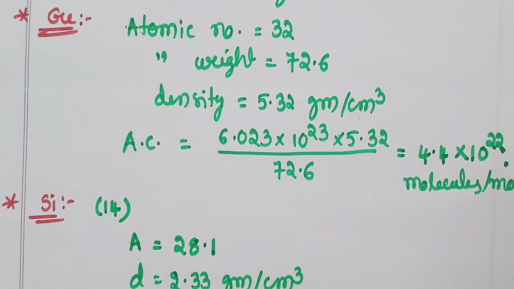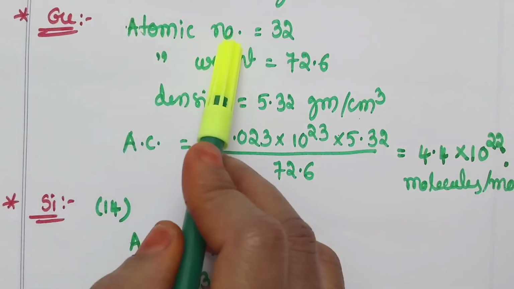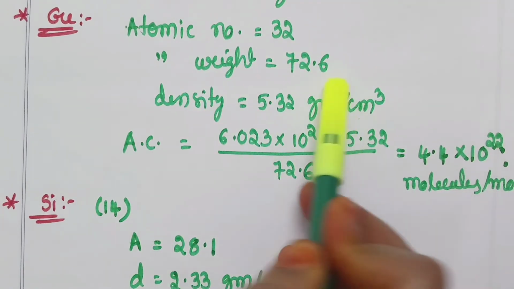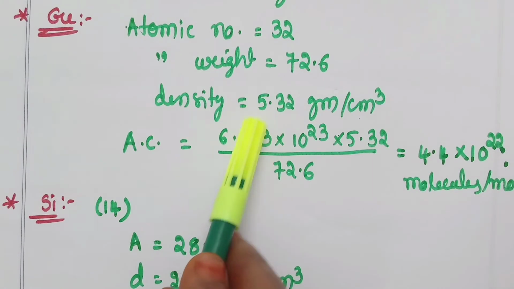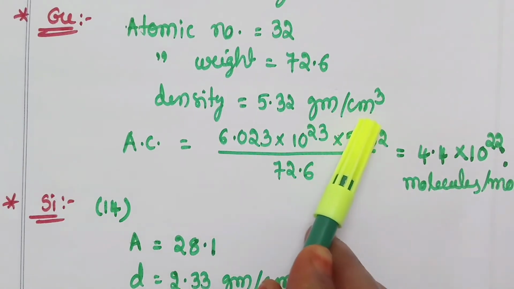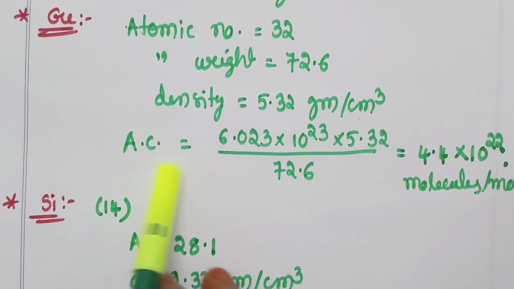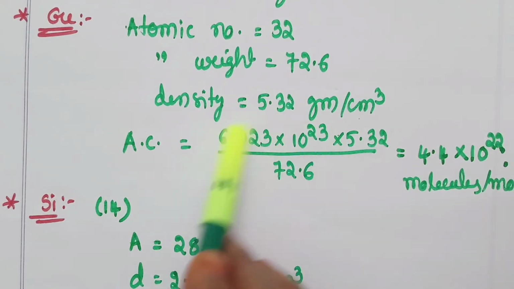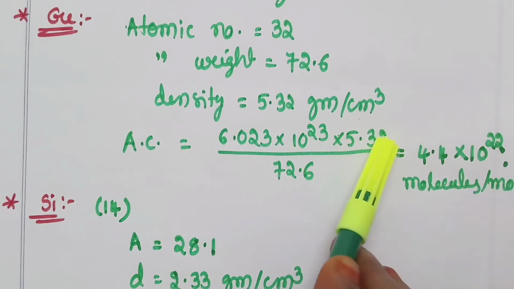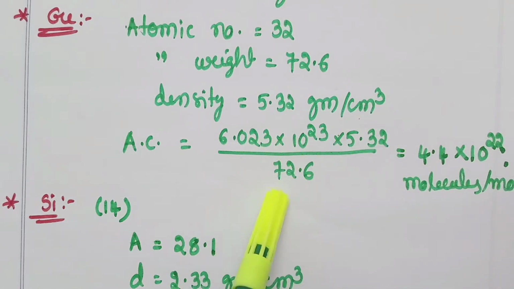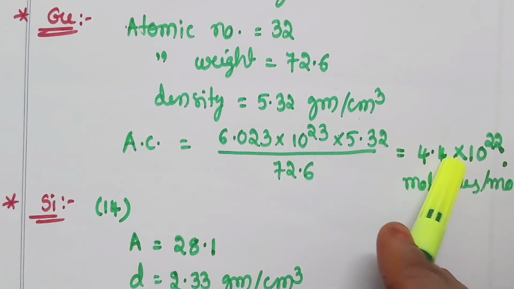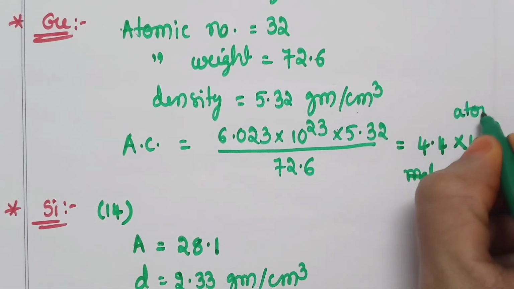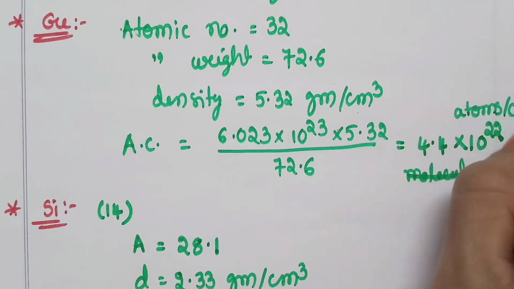Some of the important points related to germanium are its atomic number is 32, its atomic weight A is equal to 72.6 and density is equal to 5.32 grams per centimeter cube. By using the above formula, atomic concentration is equal to 6.023 into 10 to the power of 23, that is A naught, into 5.32, which is D, by 72.6, that is A. So we get it as 4.4 into 10 to the power of 22 atoms per centimeter cube.